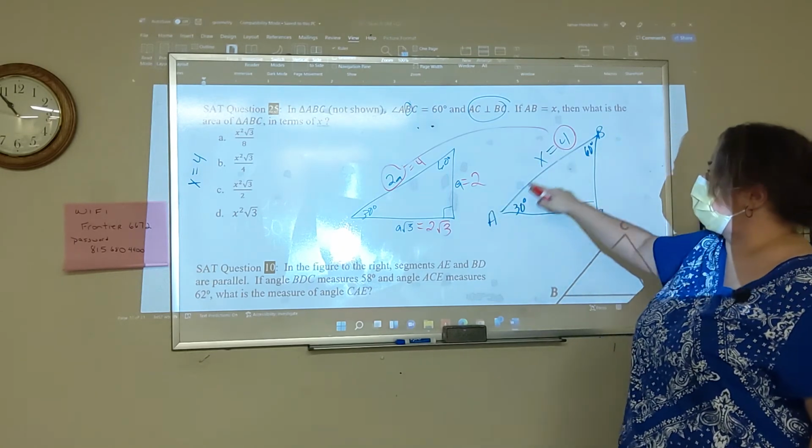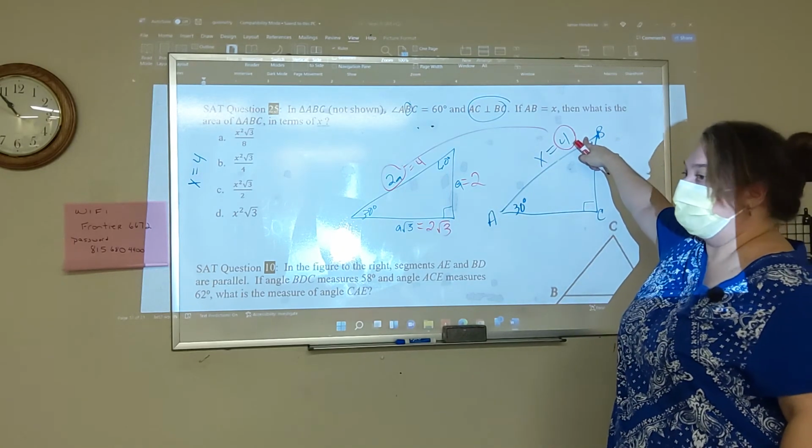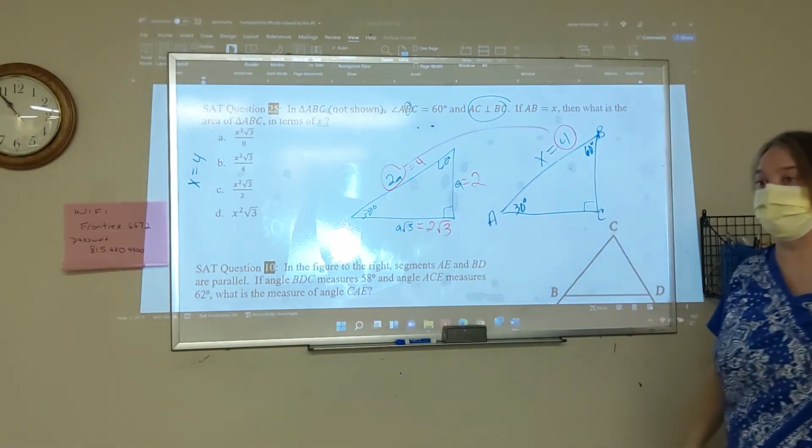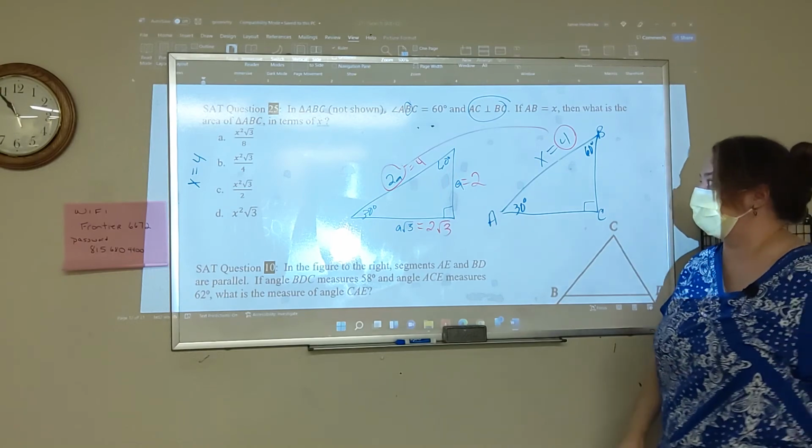No, because x is 4. This whole side is 4. So if you match up your sides, yeah. A isn't 4. 2A is 4.